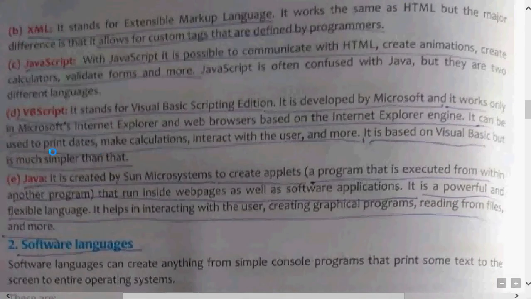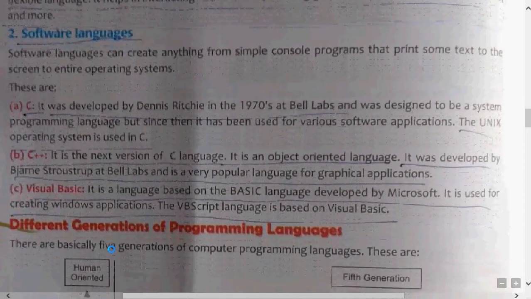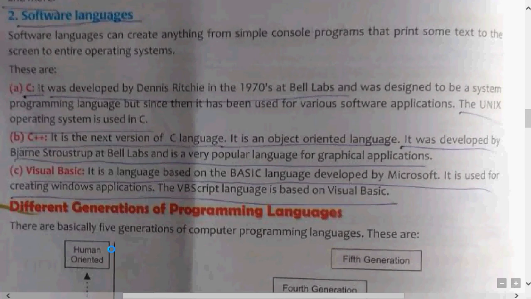The second type of programming language is software languages, which are used to develop software, meaning offline software. We can also create online software with them, but generally in our society developers use these languages for offline software. Software languages can create anything from a simple console program that prints some text to the screen to an entire operating system. First, there are some early programming languages.